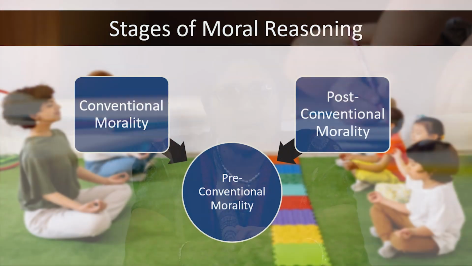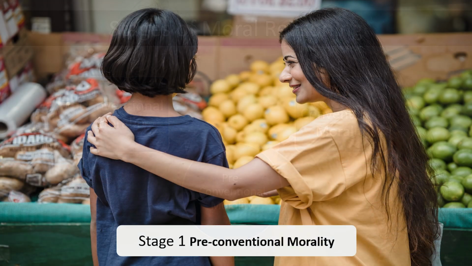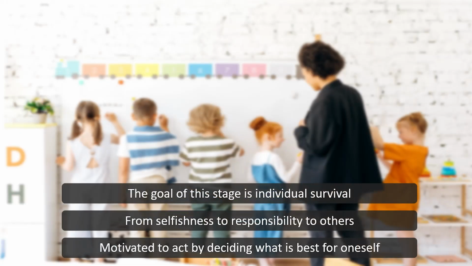So always, caring and relationship are of prime importance for women, whereas rules and justice are of prime importance for men. When we look at Gilligan's ethics of care, there are 3 stages of moral reasoning. They can be classified as pre-conventional morality, conventional morality, and post-conventional morality. What does stage 1 include? Here, in the pre-conventional morality, the goal of this stage is individual survival.